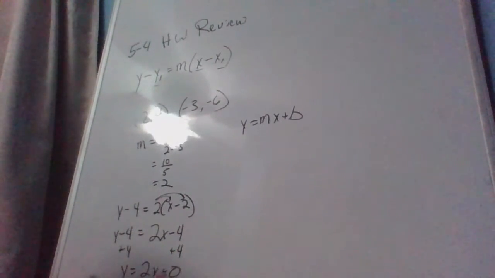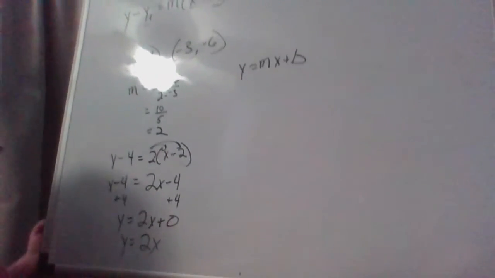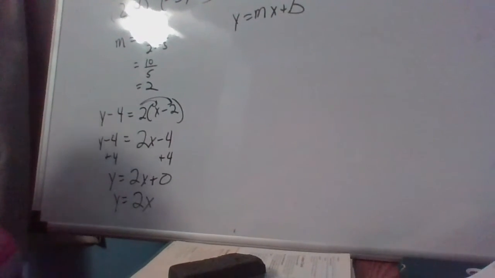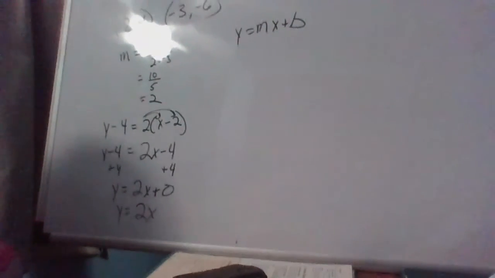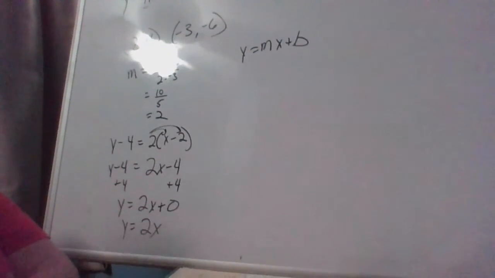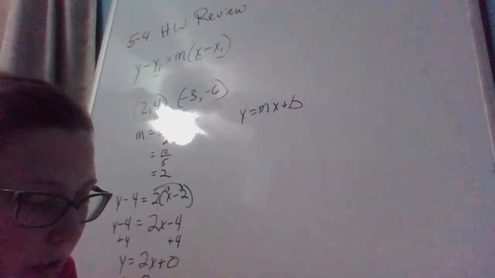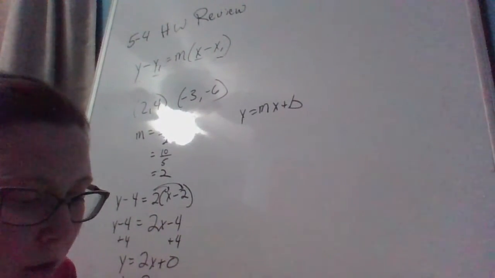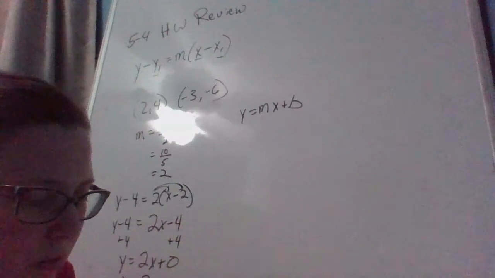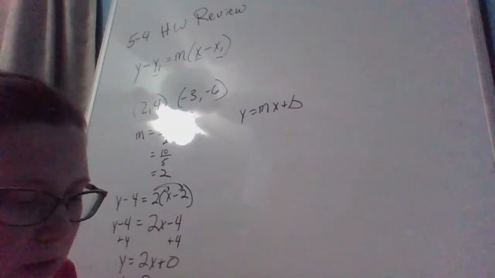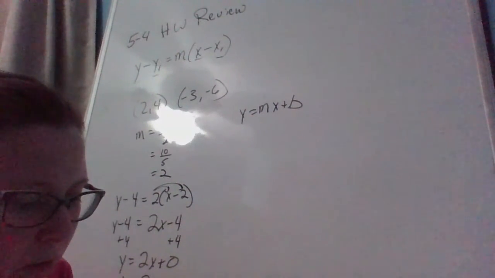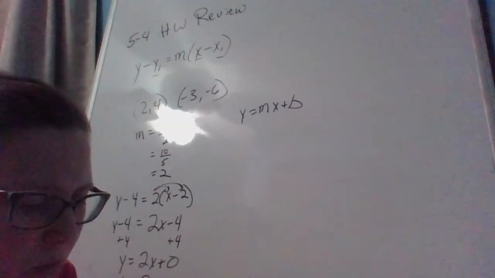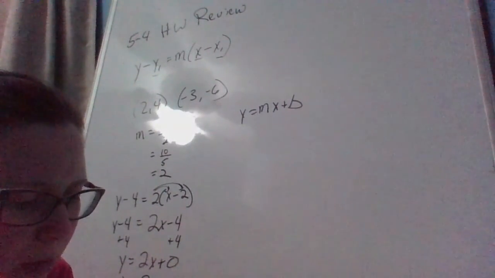We get 0 for our intercept, which means we could simplify that to say y equals 2x. Y equals 2x is our slope-intercept form for that equation. The last one is number 9. Number 9, you were given a table, and it says that they want an equation in slope-intercept form, and then tell what the slope and the y-intercept represent.